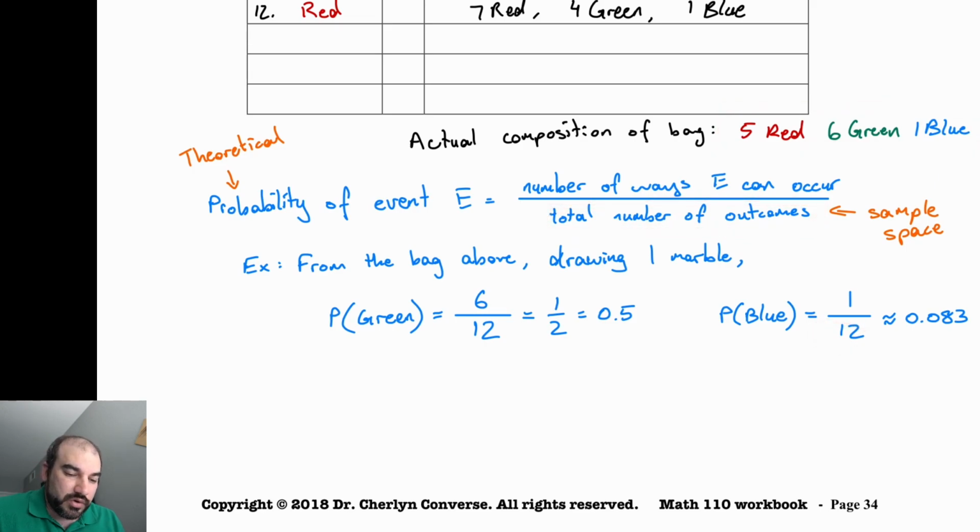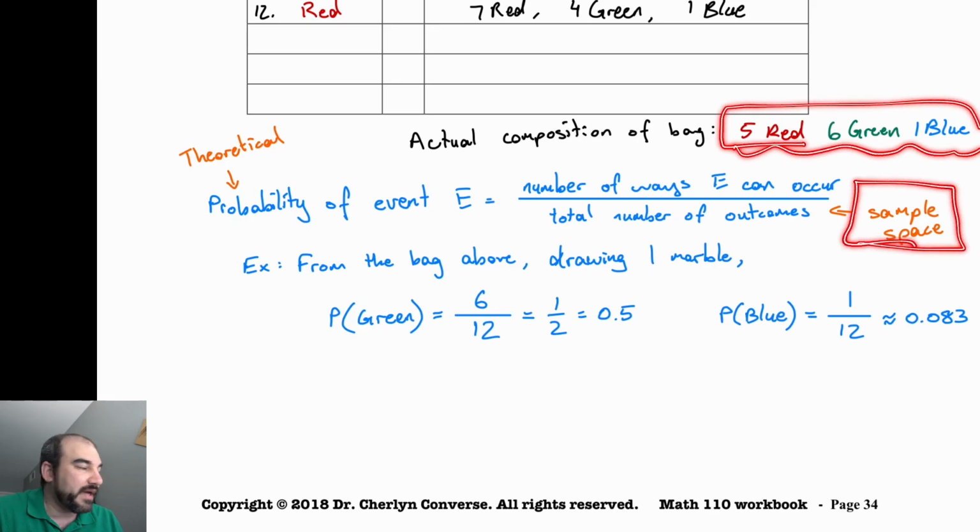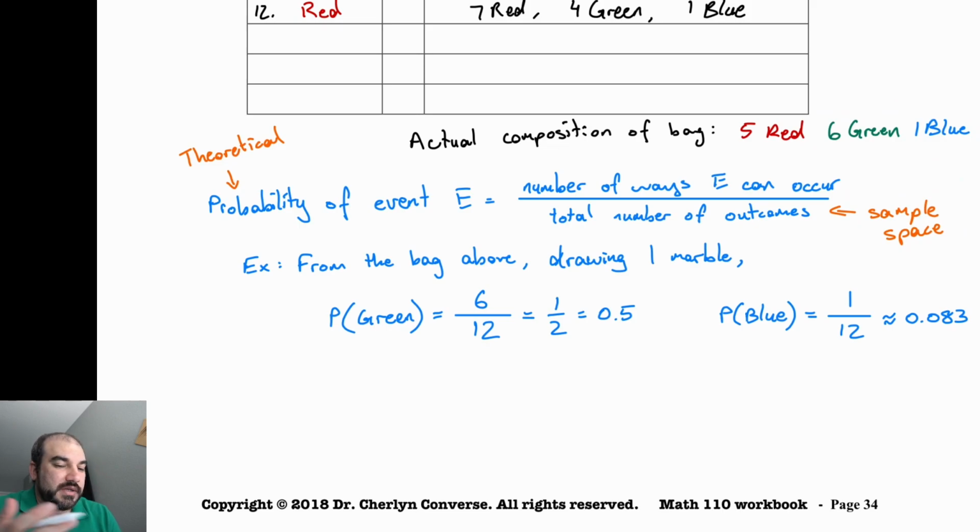This composition of marbles in the bag is called the sample space because that is all of the different outcomes that we can see when we draw one marble. So probability of green, 6 out of 12, because there are 6 greens out of a total of 12. Probability of blue, 1 out of 12, since there's one blue out of 12 marbles.